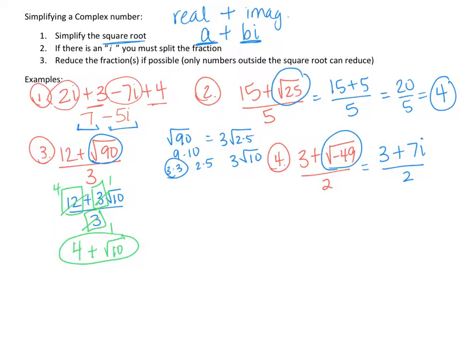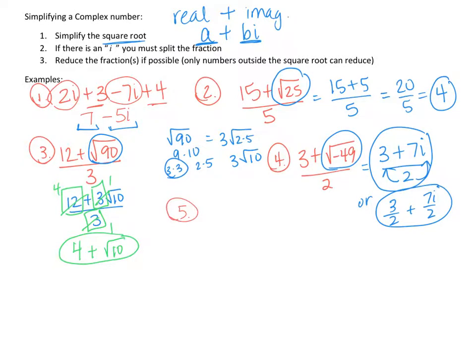Ooh, now that right there, I can't actually combine those like I did the last one where I had 15 plus 5. I can't put 3 plus 7i together because one's real and one's imaginary. So I can either leave it like this, or another way to answer would be to split it to be real and imaginary. Basically all I'm doing is taking that 2 and splitting it into both of those two pieces.